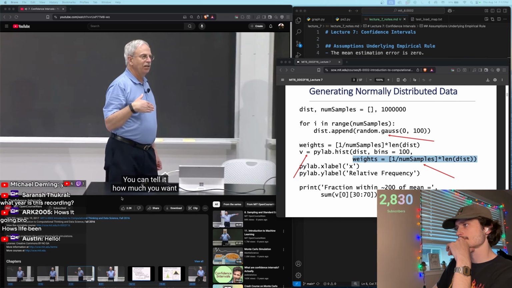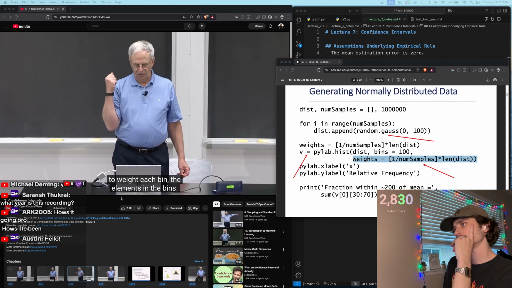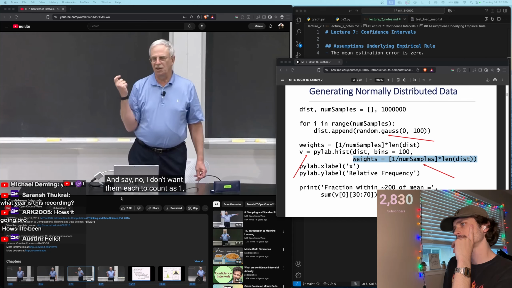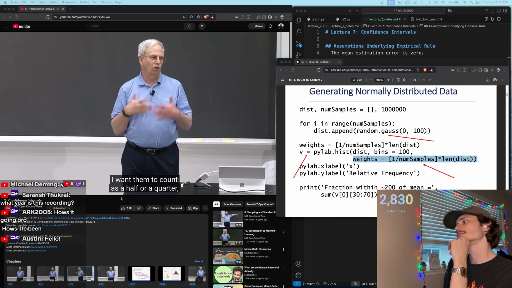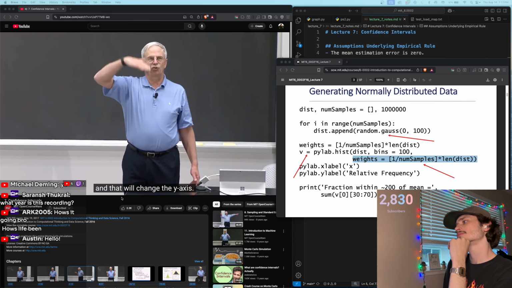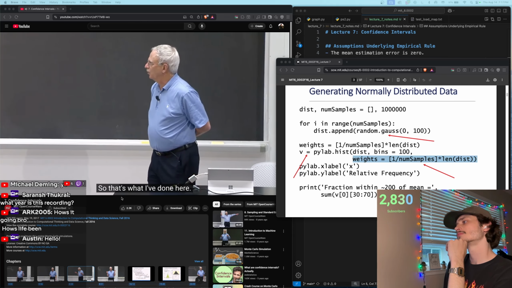You can tell it how much you want to weight each bin, the elements in the bins, and say, no, I don't want them each to count as 1. I want them to count as a half or a quarter. And that will change the y-axis. So that's what I've done here.